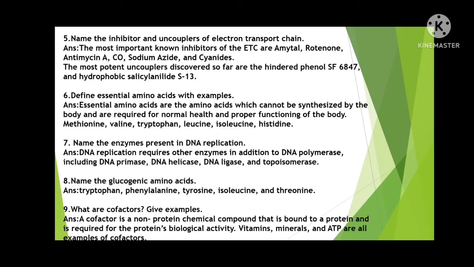Next, the fifth question of our today's lecture: name the inhibitors and uncouplers of the electron transport chain. The most important known inhibitors of the electron transport chain are amytal, rotenone, antimycin A, CO, sodium azide and cyanides. From here you just write 3 to 4. Then the most potent uncouplers are phenol SF, hydrophobic salicylanilide, S13. These are the uncouplers.